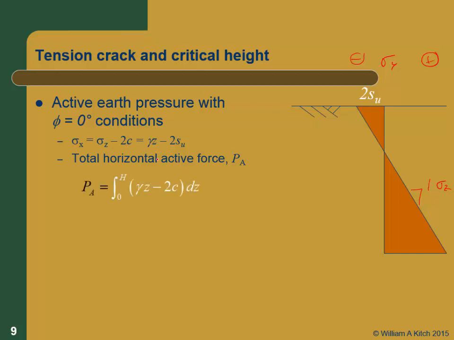The total horizontal active earth force then is just the integral of sigma x dz from 0 to whatever height I want to get to. And at some height hc here, this thing is going to be equal to 0, because right on the top, I've got a force acting to the left, and on the bottom, I've got a force acting to the right.